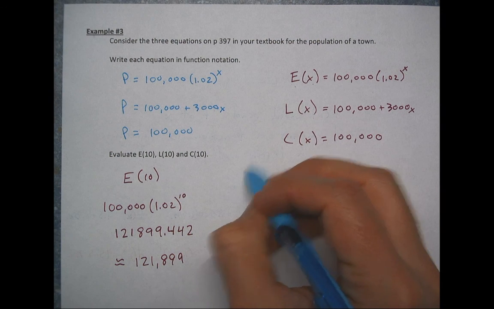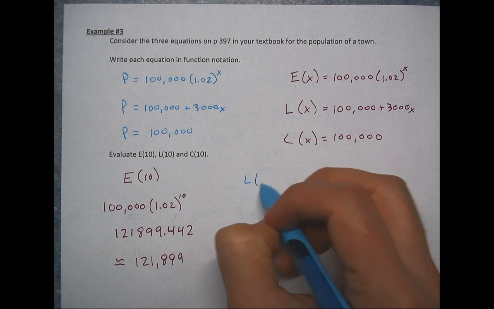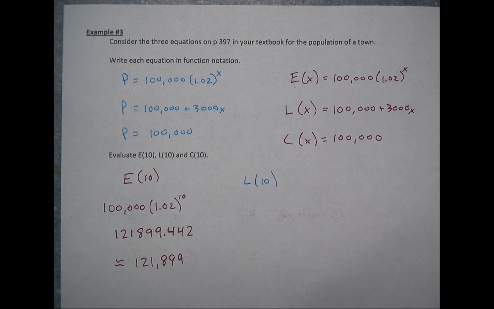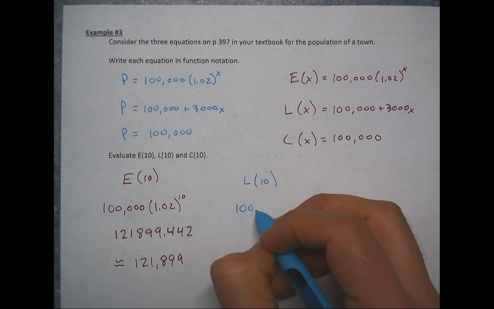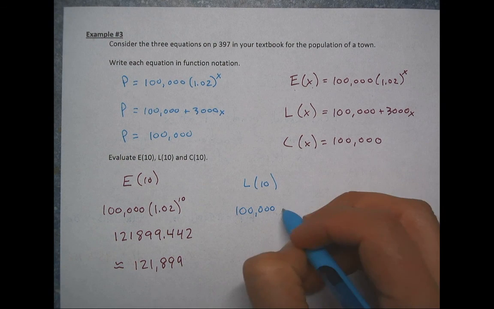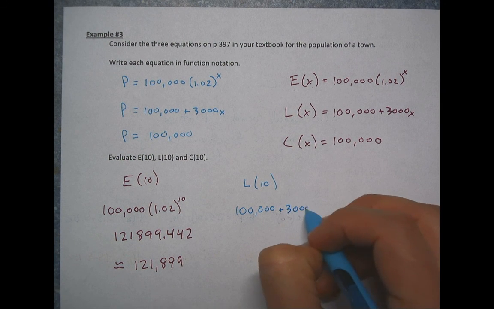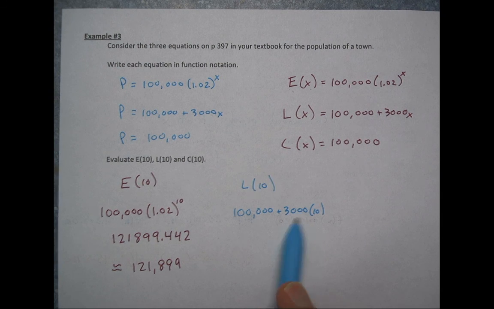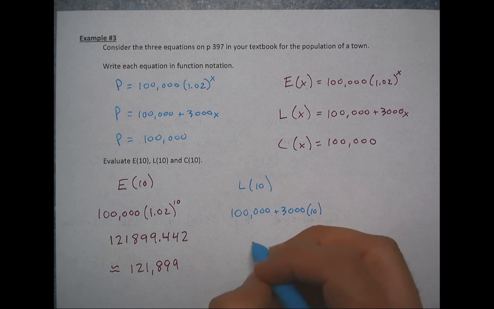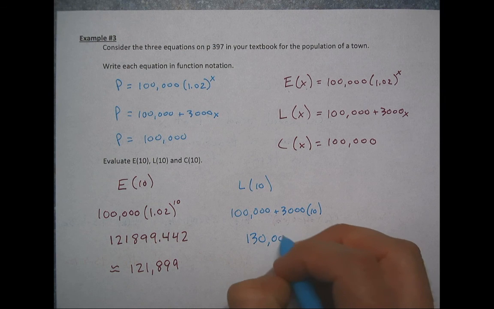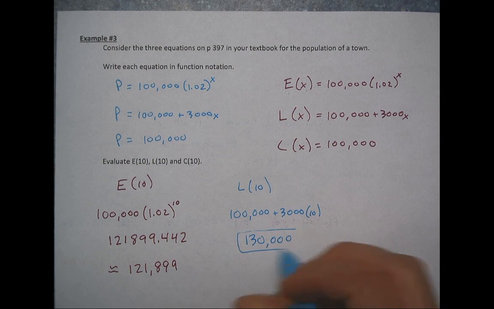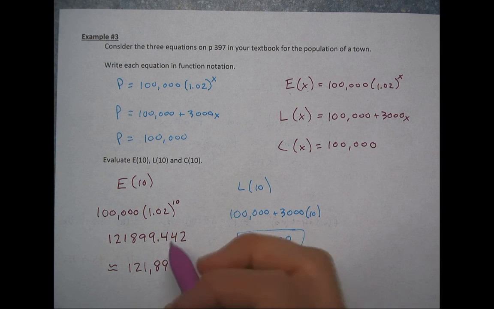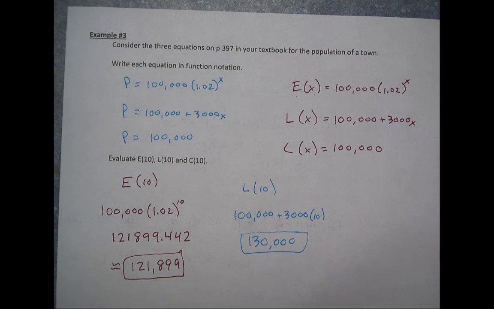Now let's use our linear function, plugging in 10. So we're going to take that function, and we're plugging in 10 right there. And so when we multiply here, we're going to get 30,000, and you're going to add it to the 100,000. So that comes out to 130,000. This one was 121,000.